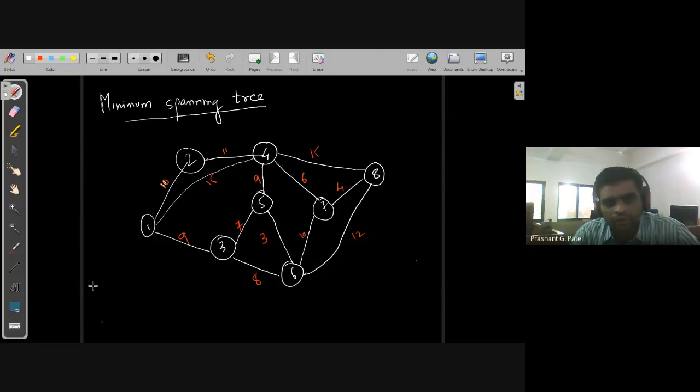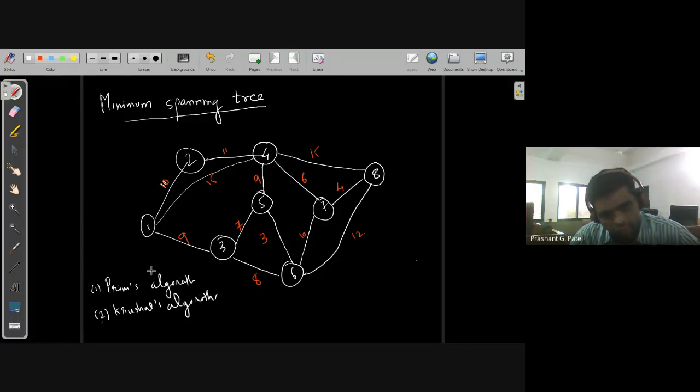We are going to discuss two algorithms to do this today. The first one is Prim's algorithm, and the second one is Kruskal's algorithm. These two algorithms we are going to discuss today, and the objective of both is to find the minimum spanning tree.